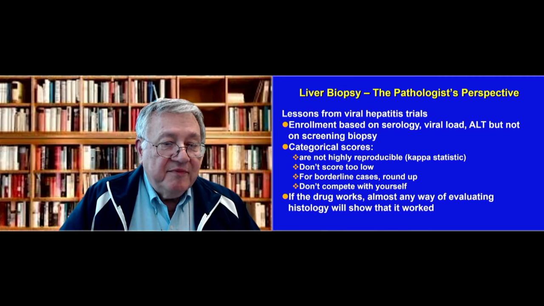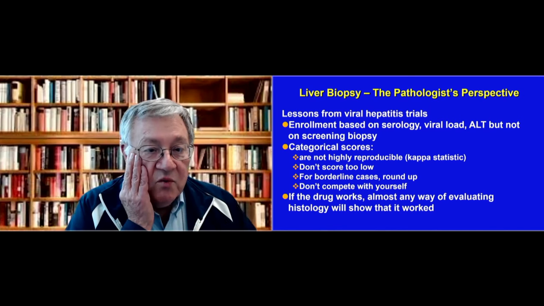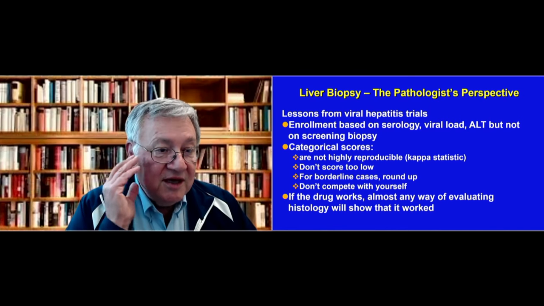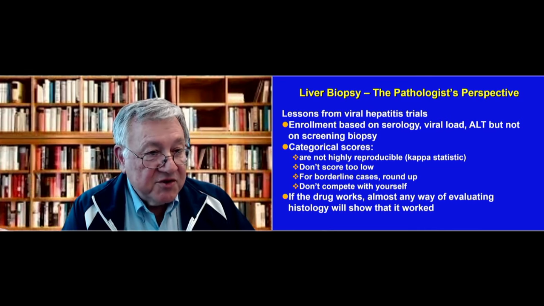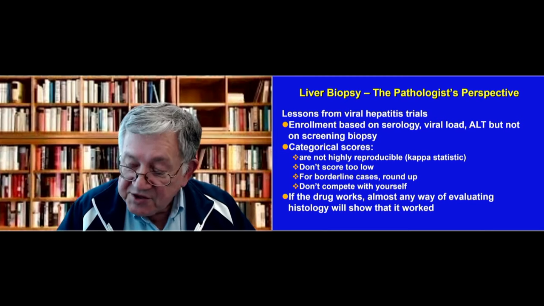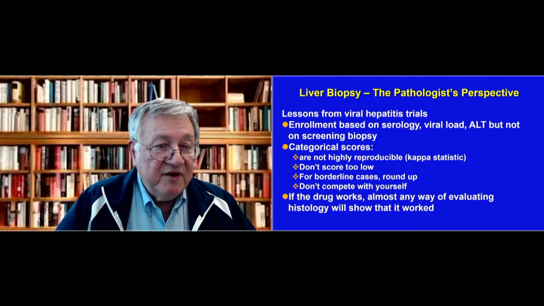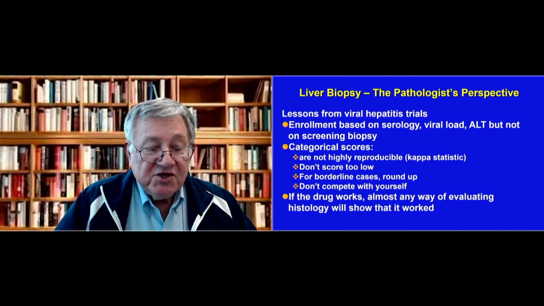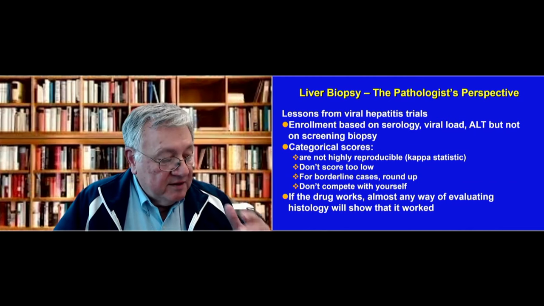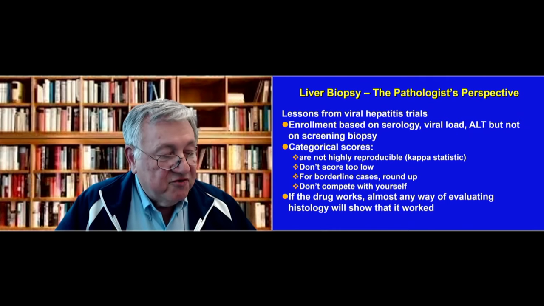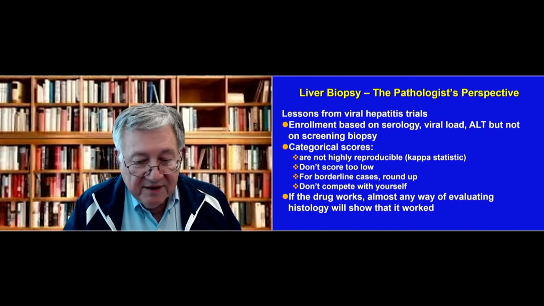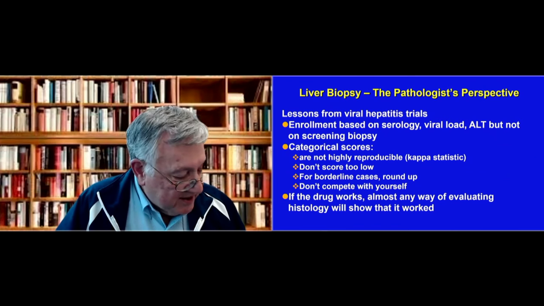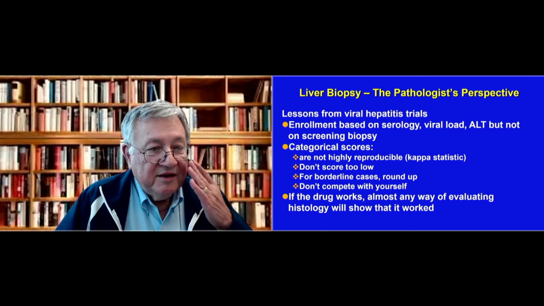So, lessons learned from the viral hepatitis studies. One lesson was that the enrollment in the studies was not based on histology. It was based on the serology, by the presence of the virus in the blood, by measuring the viral load when that became available, and by the ALT. So there were no screening biopsies, and that takes away a big area of controversy of a potential instability in the final reading.